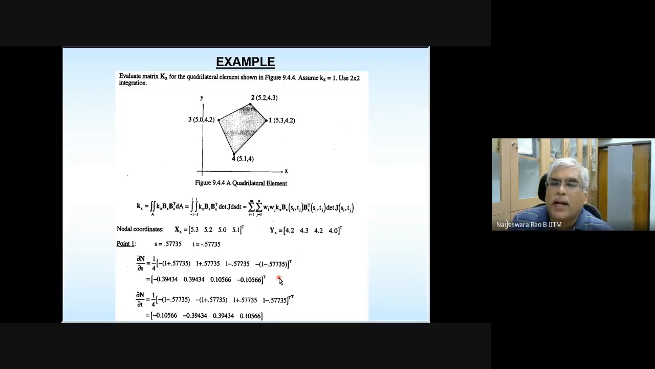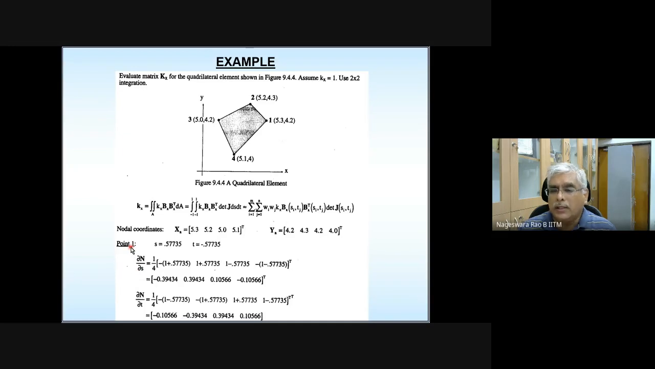And you can adopt 2x2 integration. It's mentioned here: use 2x2 integration. 2 points in the s direction, 2 points in the t direction, so a total of 4 integration points are going to be there. So you need to evaluate at each of the integration points the value of the integral, and then sum up all the 4 points. So here all that is illustrated very clearly.